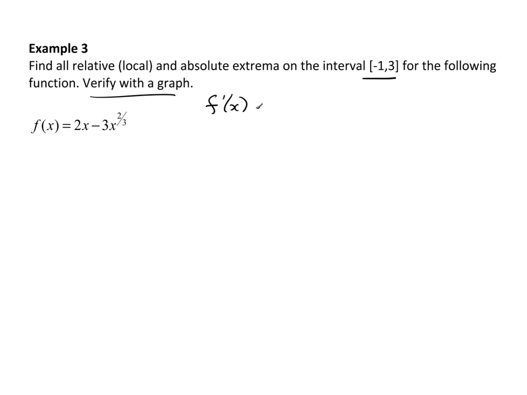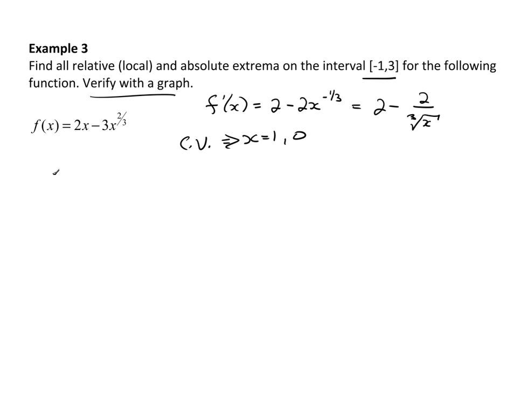So f prime of x equals 2 minus 2x to the -1/3, which is 2 minus 2 over the cube root of x. Now for critical values, I can see just by inspection that this equals 0 when x equals 1. And I also know that it's undefined for x equals 0. So I have 0 and 1 as my two critical values. There are no other values of x that would make this 0, no other values that would make this undefined.